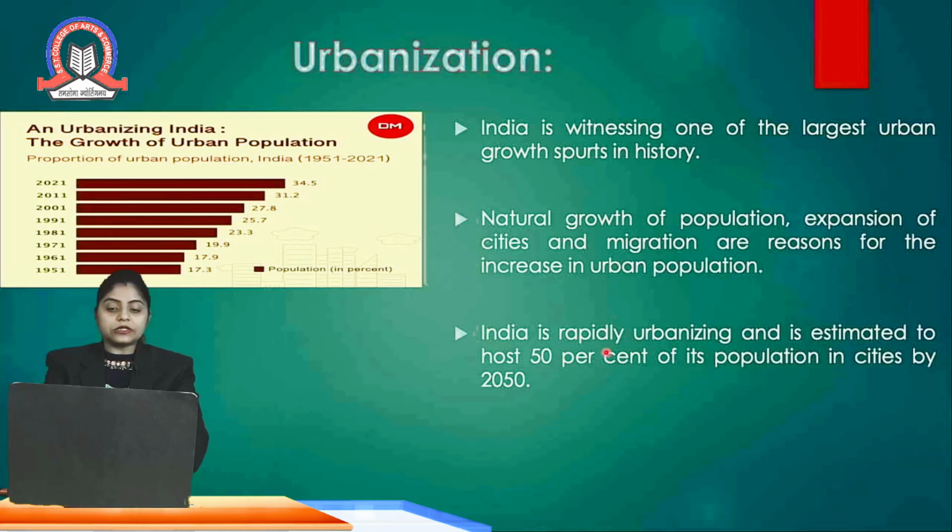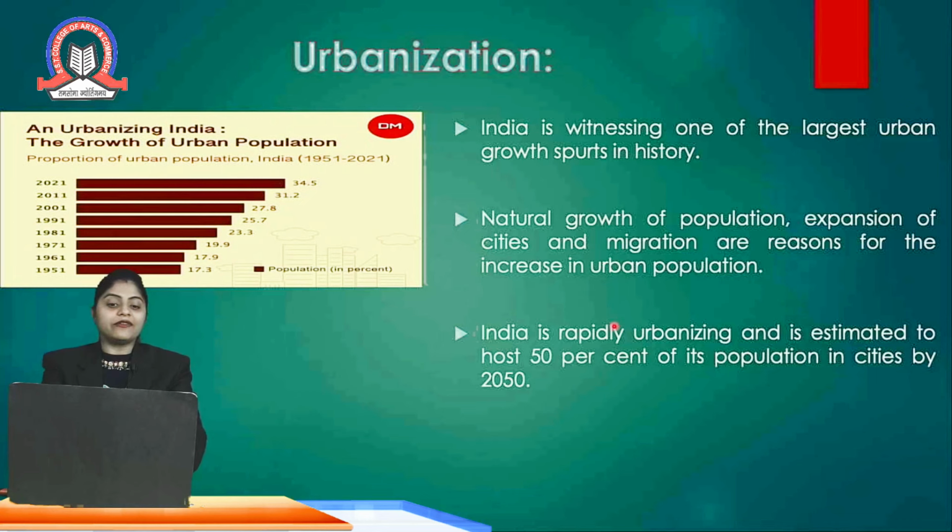If I talk about the year 1951, the urbanization was very less. In 1951, just 17.3% of the population was living in urban areas. Then later on, in 1991, 25.7% of the population was living in urban areas. If I talk about 2011, 31.2% were living in the urban areas. And in 2021, 34.5% were living in the urban areas.